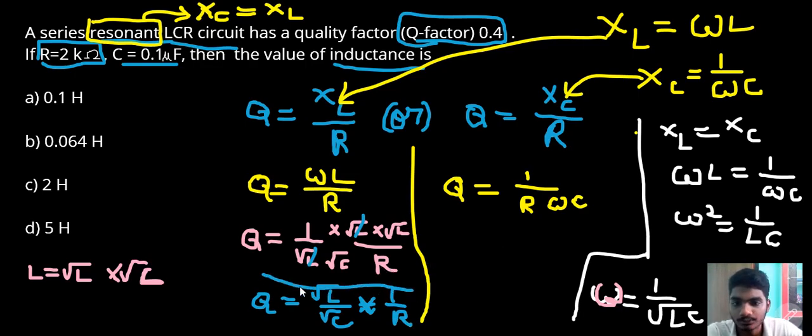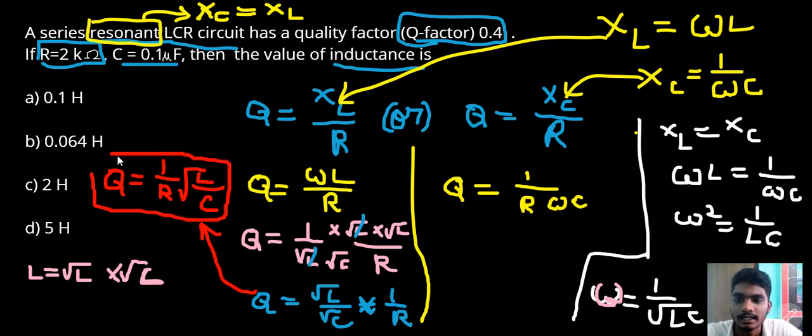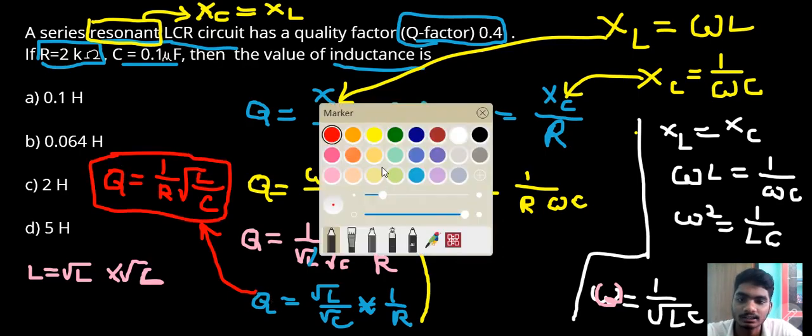So this value can be written as the Q factor value right here. Q factor is equal to 1 by R into root of L by C. What is written here, I have just rewritten the same equation, and I am going to show you on the right hand side also.